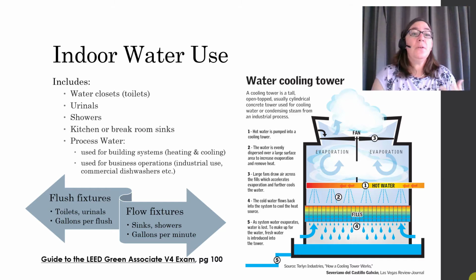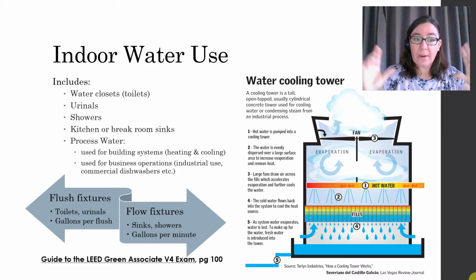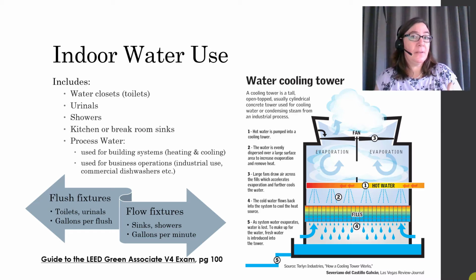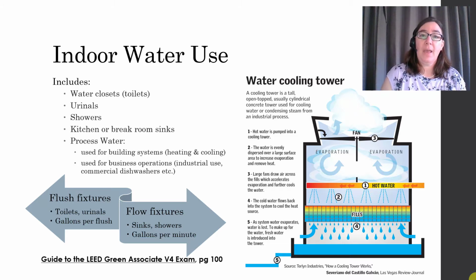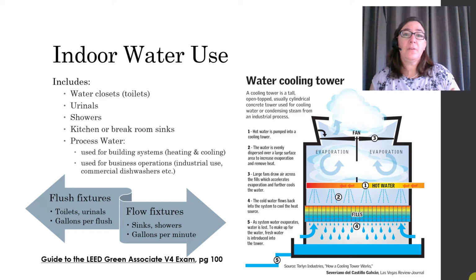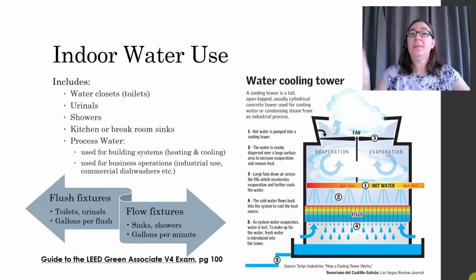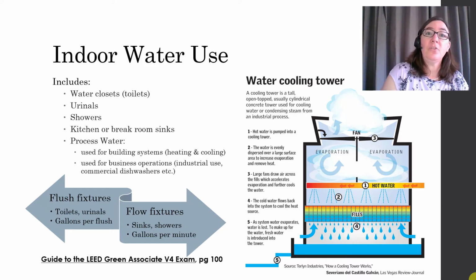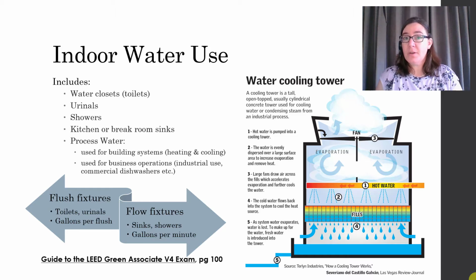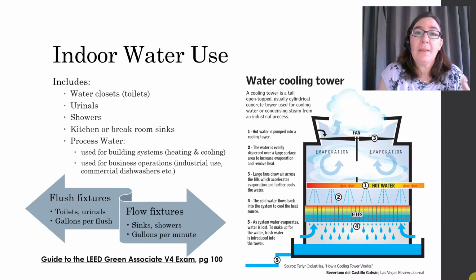All right. When you're looking at these water fixtures, you want to make the distinction between flush fixtures and flow fixtures. So flush fixtures are ones that dispense a specific volume of water at one time. That includes toilets and urinals, and they're measured in gallons per flush. Flow fixtures, on the other hand, dispense a specific flow of water for a period of time, and that includes sinks and showers. And so we measure those a little bit differently. We measure them in gallons per minute.